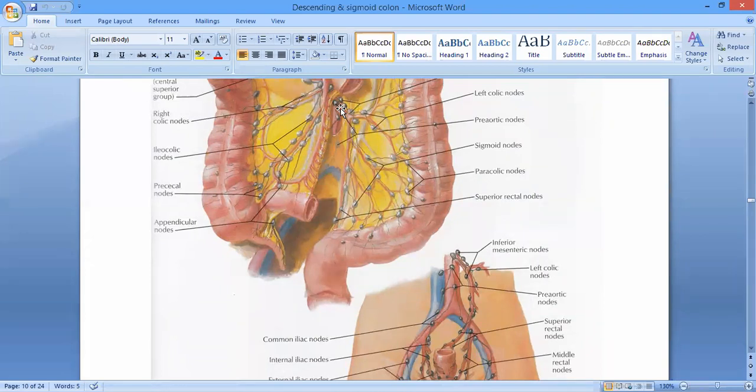Nerve supply is the same, sympathetic and parasympathetic, which are coming from the inferior hypogastric plexus. We have talked about it already in detail.